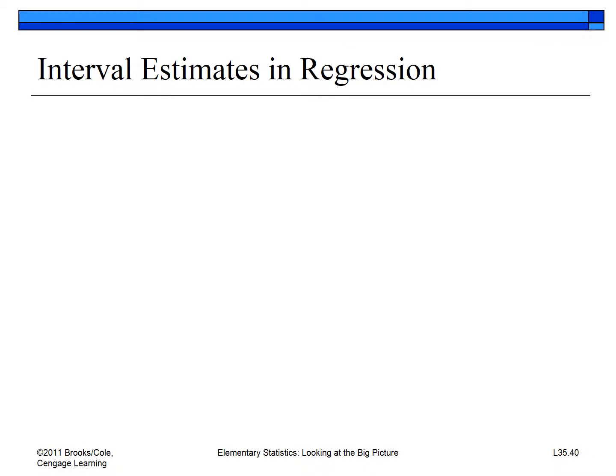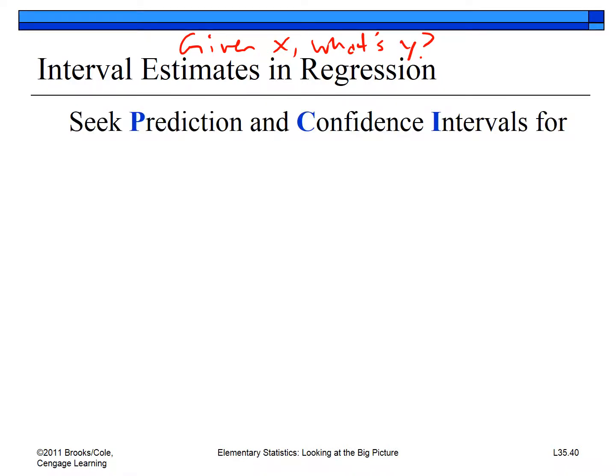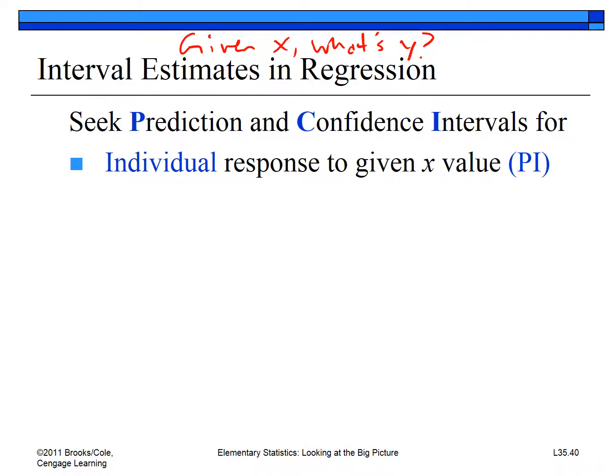There are two interval estimates that we're going to talk about for regression. So the situation is, I'll just write it in here for you. Given an x, what's the corresponding y value? This is kind of a tricky question. We can think of it in two ways. The first way is a prediction interval. If I give you the x, what is your prediction for y? I think it will be between what and what. So that's for an individual response.